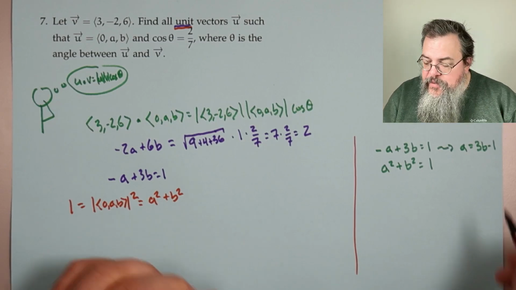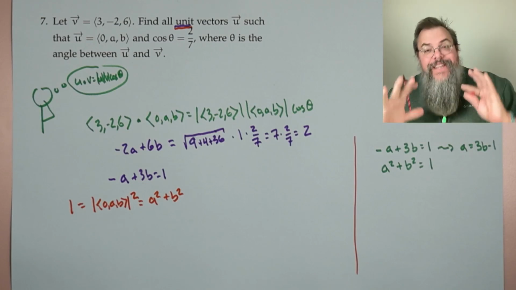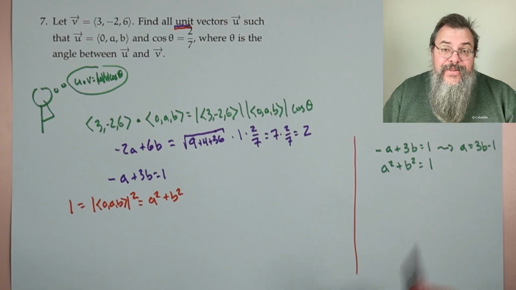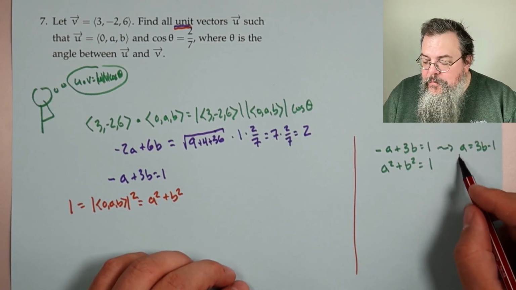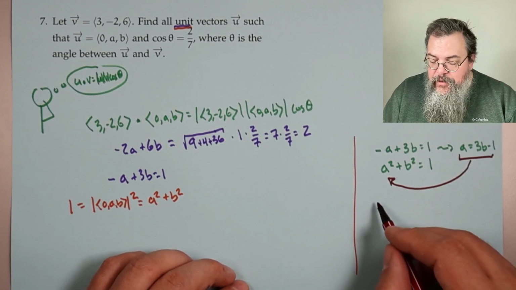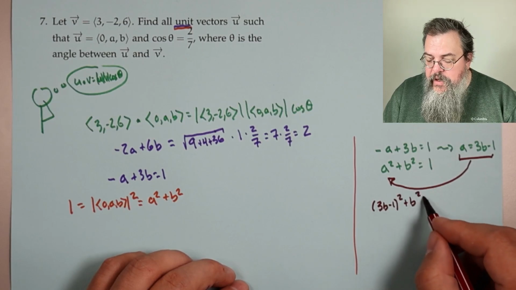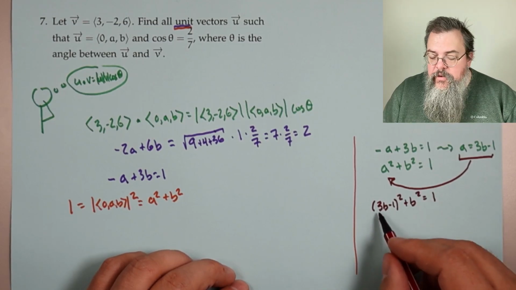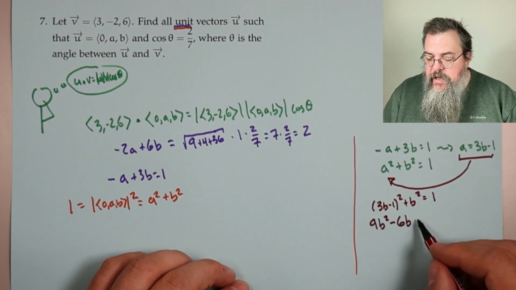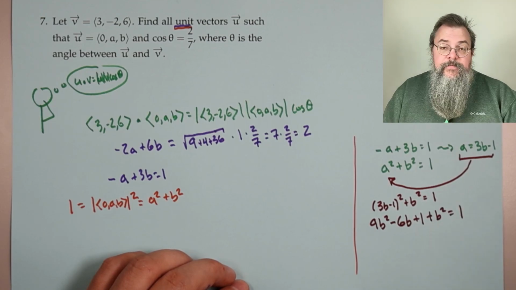All right, so substitution, and again, we can't do elimination. I want to emphasize this. We can't do elimination because you have squares here, so you can't knock things out. But substitution works dandy. So we're going to put in the 3B minus 1 for A. So 3B minus 1 squared plus B squared needs to equal 1. So we square this out. We get 9B squared, then minus 6B, and then plus 1 plus B squared equals 1.